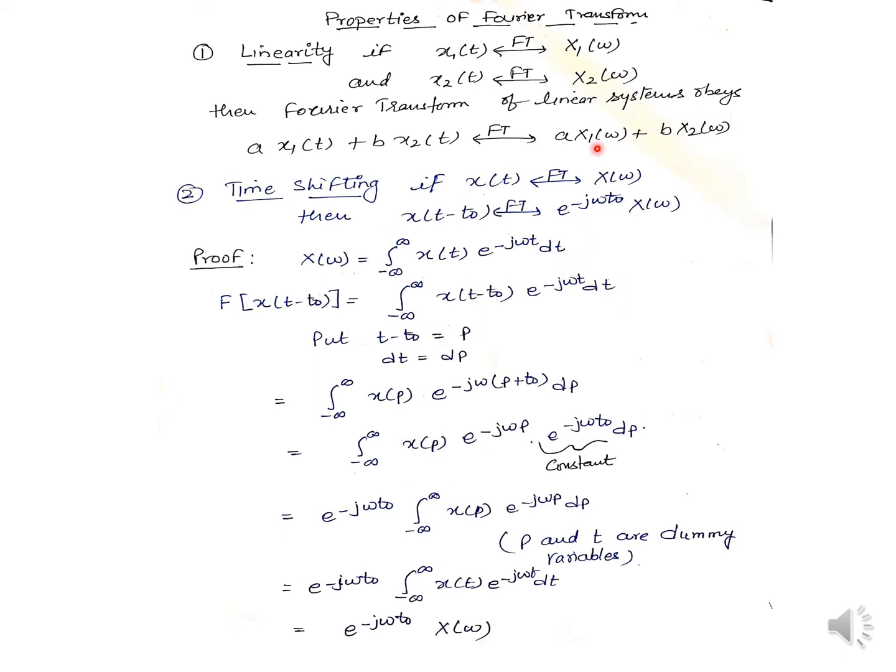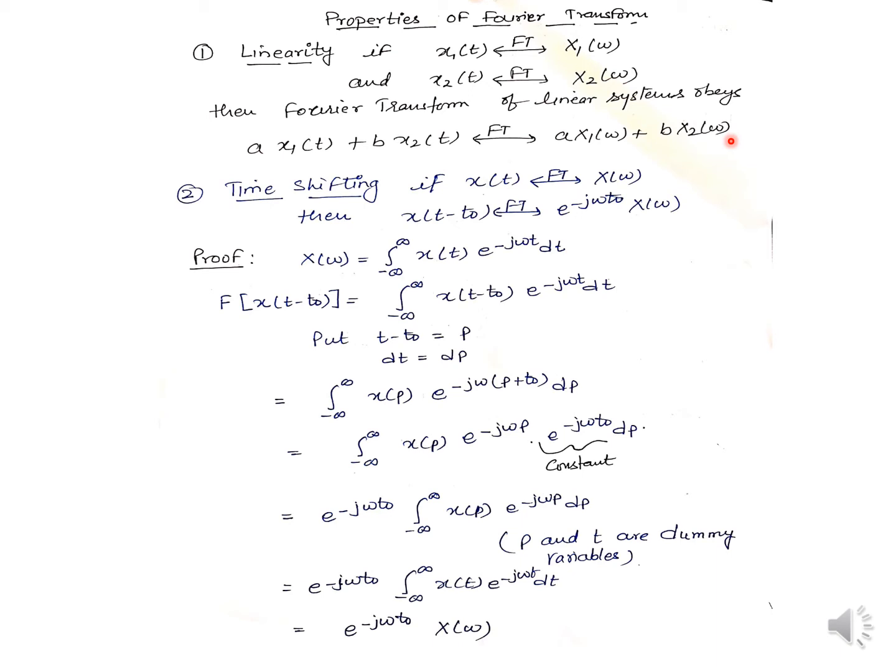The first property is linearity. If x1 of t has Fourier transform capital X1 of omega and x2 of t has Fourier transform X2 of omega, then the Fourier transform of a linear system obeys the rule: if we multiply x1 by a constant a and x2 by a constant b, then the Fourier transform of a x1(t) plus b x2(t) will be a X1(omega) plus b X2(omega), or in other words, it follows the superposition theorem.